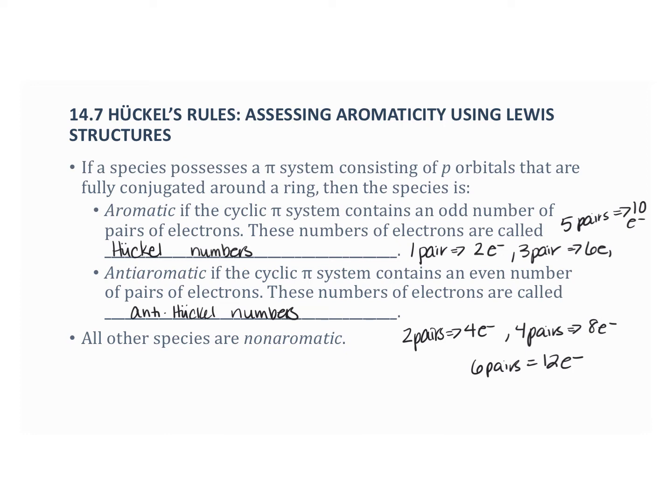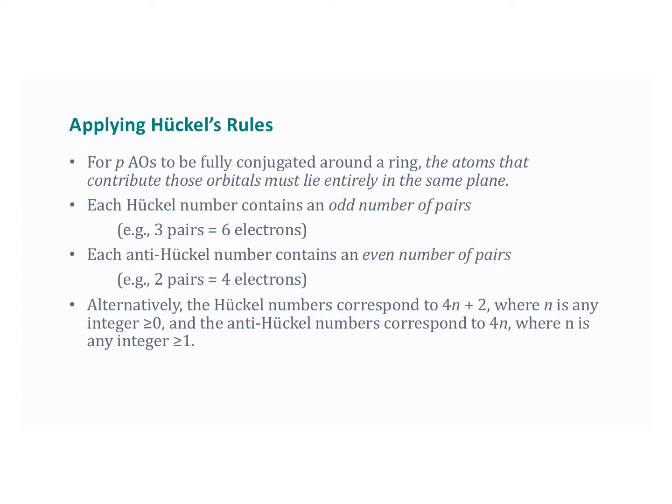So again, this applies to pi systems consisting of p orbitals that are fully conjugated around the ring, and that would also be planar. Sorry, if that broke up there, I think I hit the wrong button. But like I mentioned, for a ring of p orbitals to be fully conjugated, the atoms that contribute to those orbitals must lie entirely in the plane. So we've got to have a ring, we've got to be planar, and then we have to have a certain number of electrons.